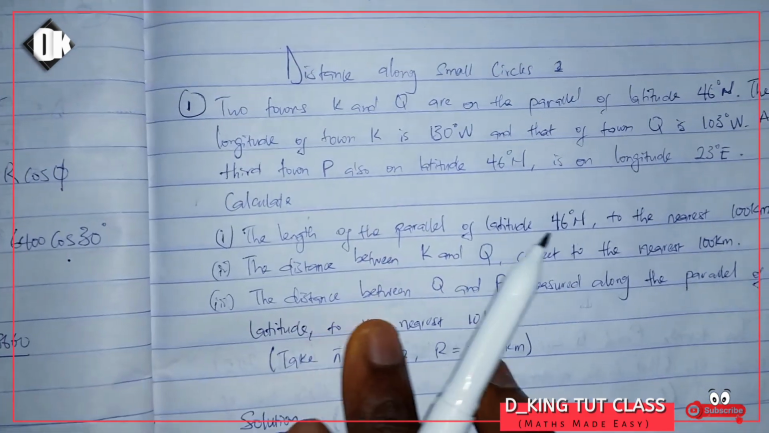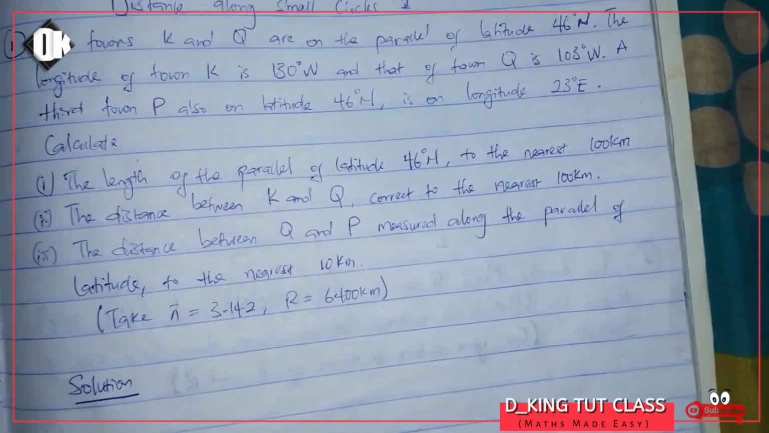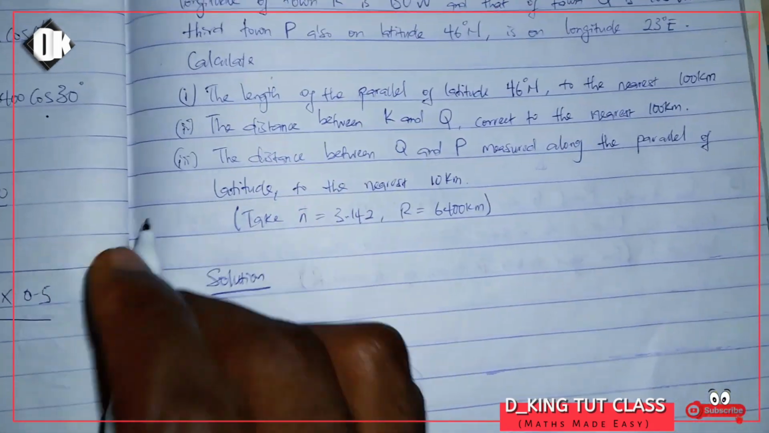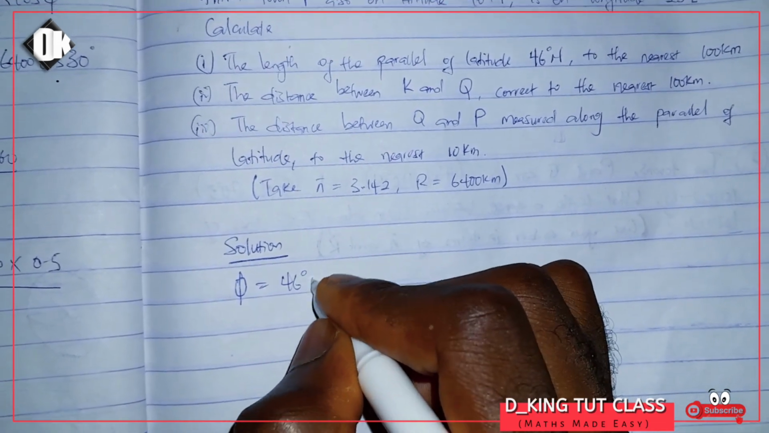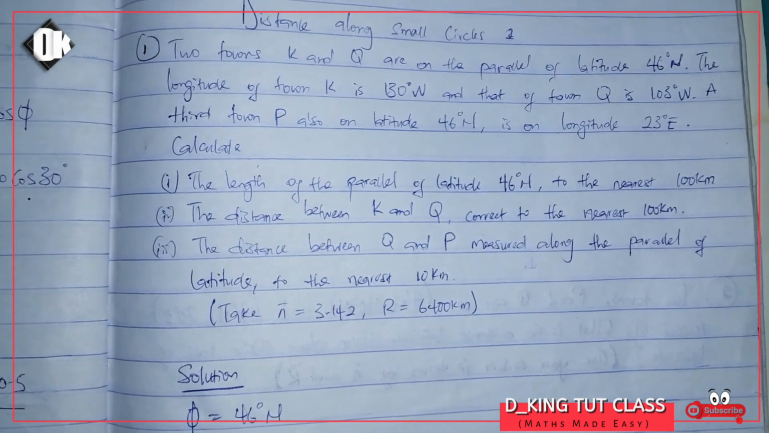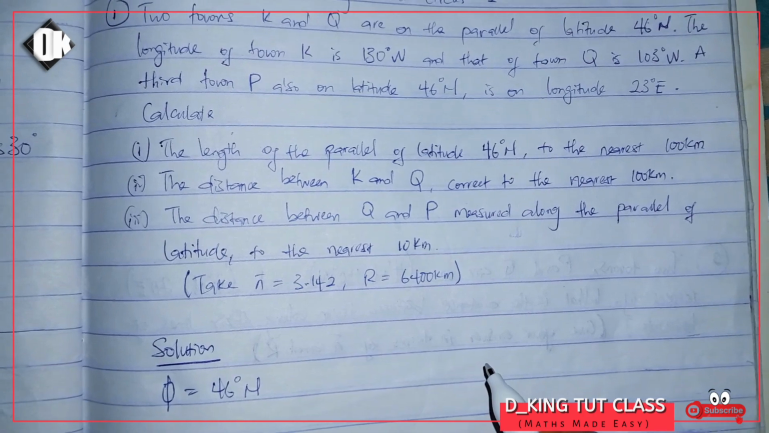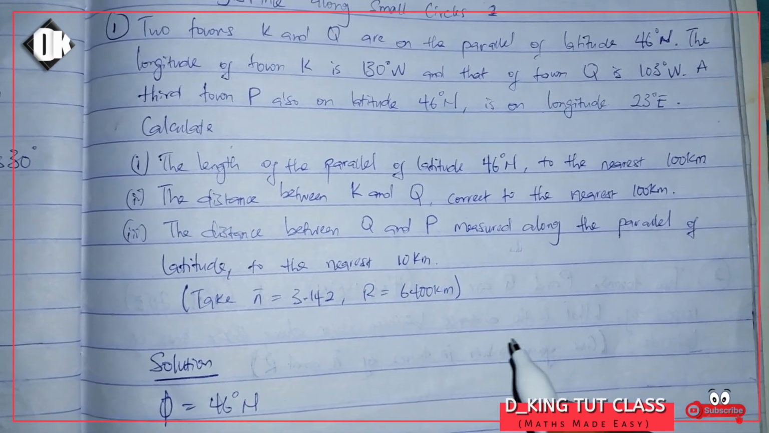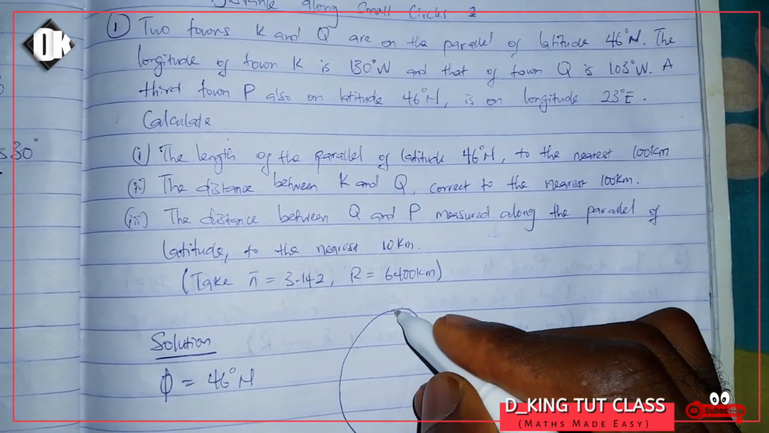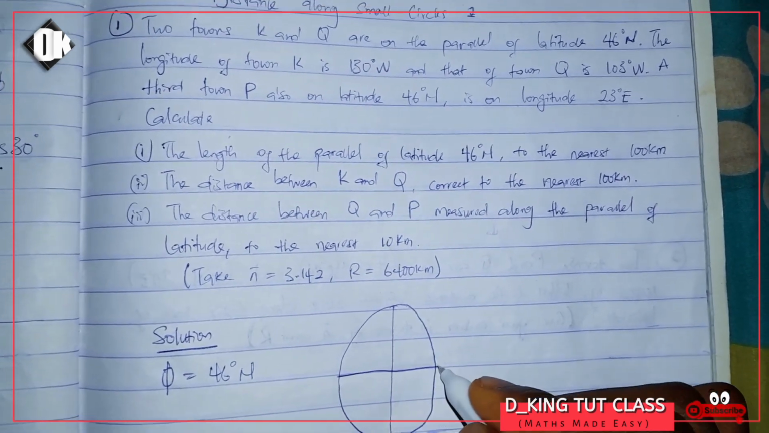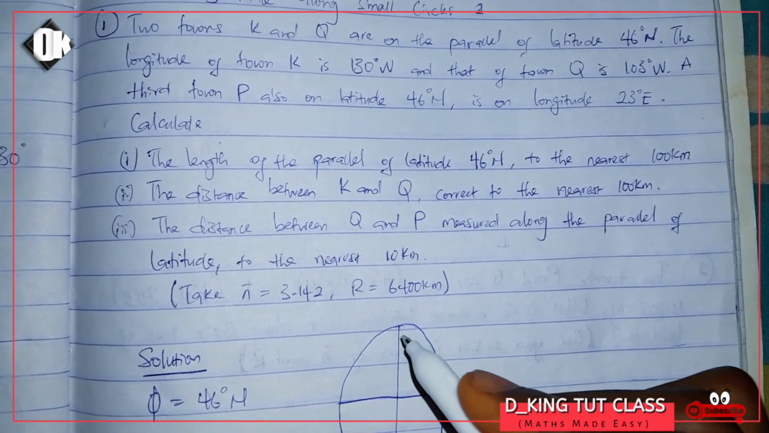Now we said K and Q are on the parallel of latitude 46 degrees north. As we looked at in our last class, my phi equals 46 degrees north. Now the longitude of town K is this, and the longitude of town Q is this. So very quickly, let's draw our diagram. Now I have K as 130 degrees west.